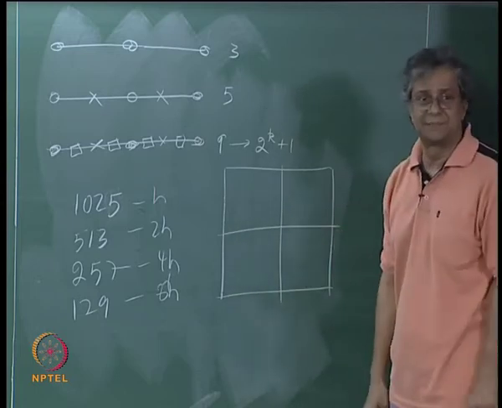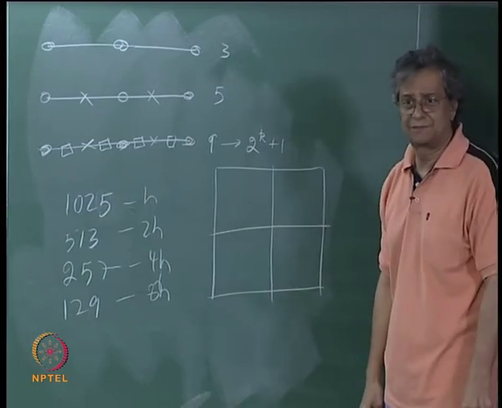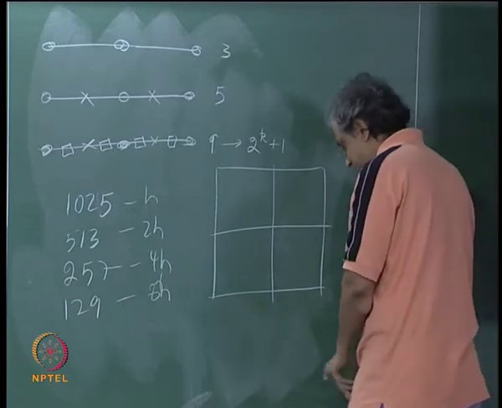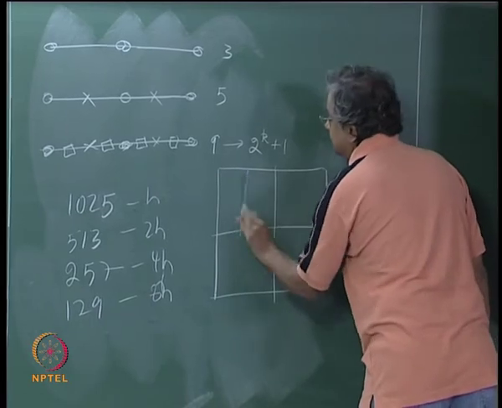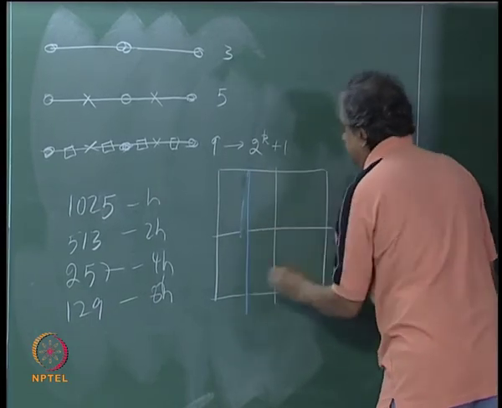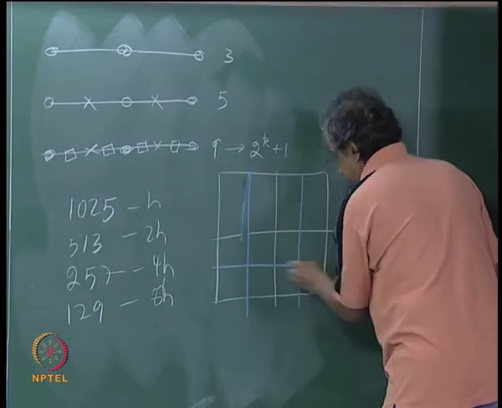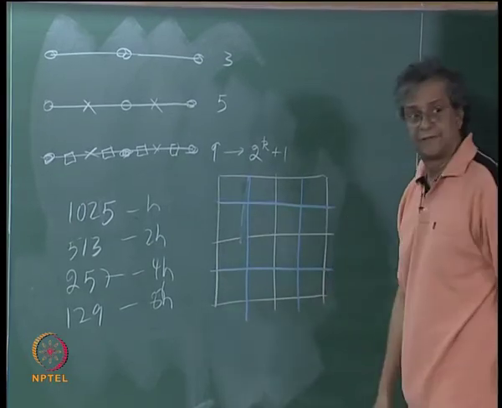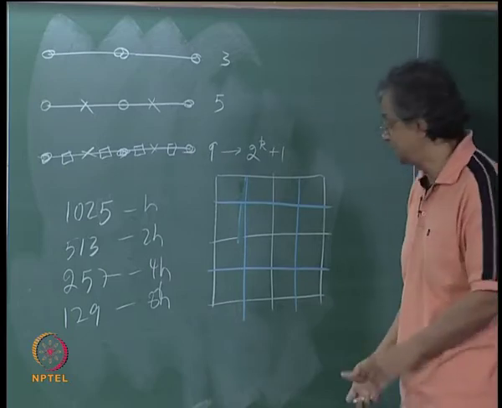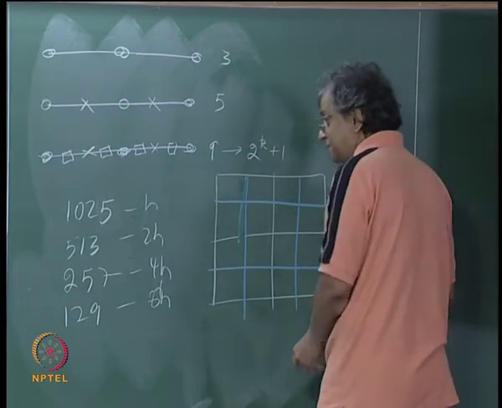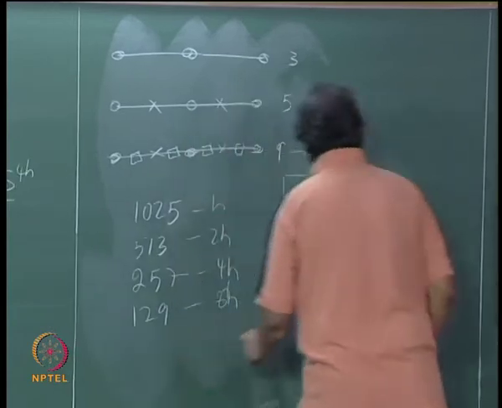So that could be a 3x3 grid. Am I making sense? To that you can add, maybe I'll use a different colored chalk, a 5x5 grid. Am I making sense? And we can go on. You can make it a 7x7 grid and so on, right?